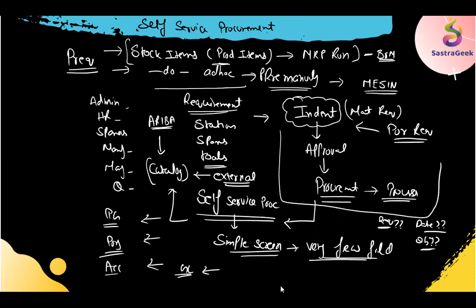If you already have Ariba, you can do the smart buying from Ariba, or the Ariba catalogs can also be integrated in the self-service procurement. But if you have Ariba, we recommend doing the smart buying for the non-production items directly from Ariba.